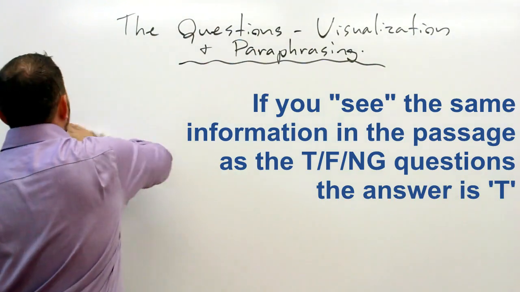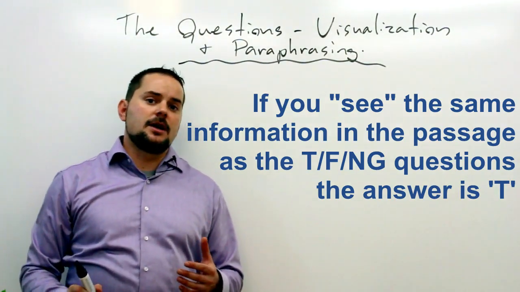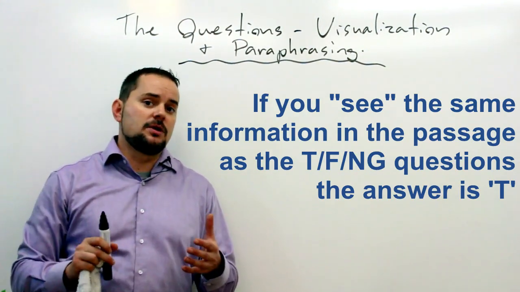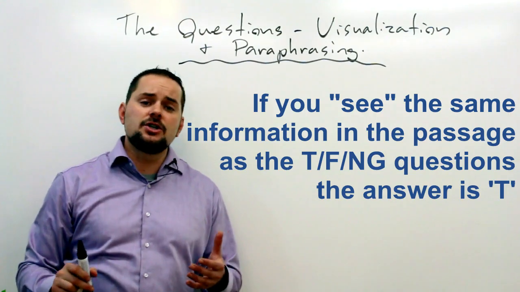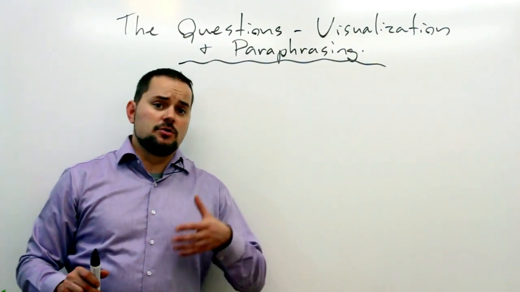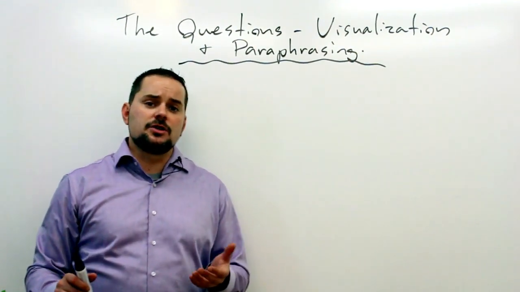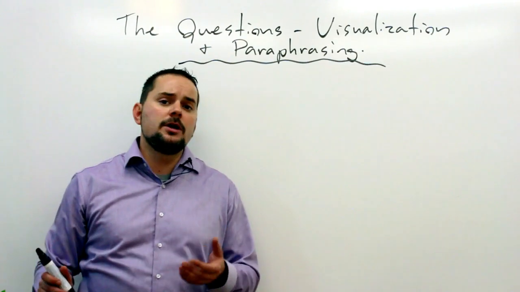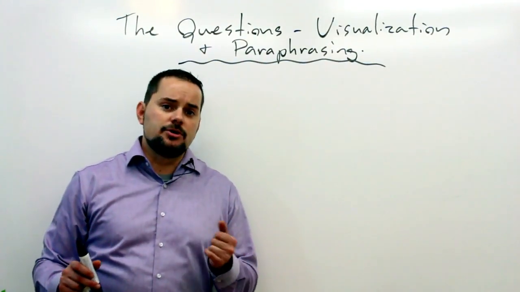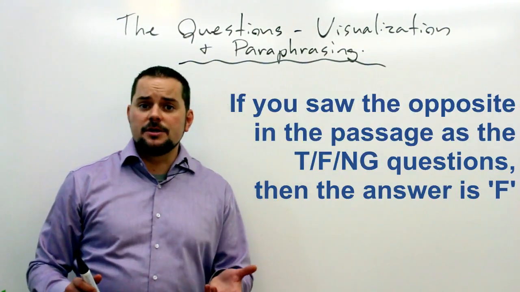If your visualization in the true, false, not given question is the same as what you visualized when you read the passage, it's very likely that the answer is true and it was given, because you saw it when you read the passage and then you saw it when you read the question. So you don't need to think too hard. You saw it in both cases, the same idea, the same picture. It should be true. If you saw the opposite, then it's probably false.